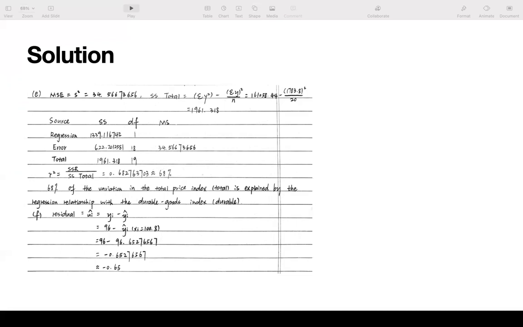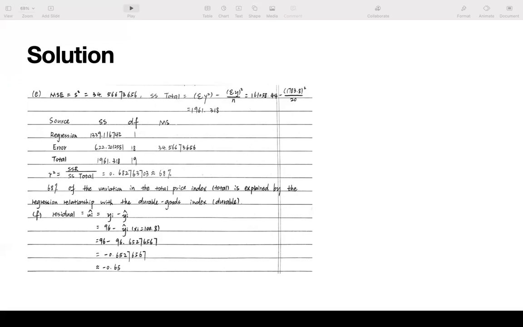So basically, this is saying that 68% of the variation in the total price index is explained by the regression relationship with the durable. So for part F, use the simple linear regression model we have obtained to find a residual for the year 2000.